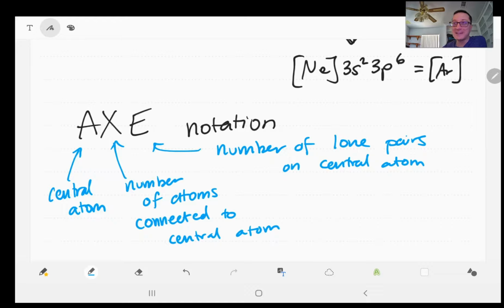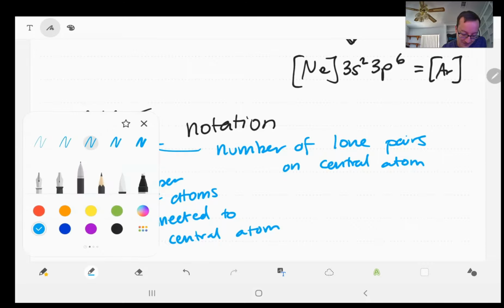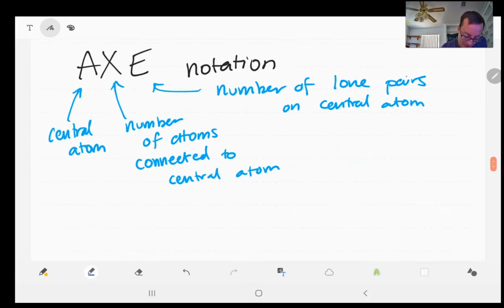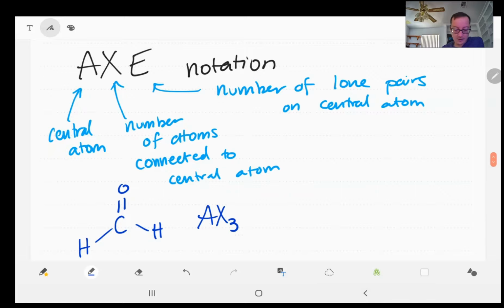I don't remember how I explained it last time, so let's just do a couple just for fun. I'll give you the Lewis structure. This one would just be AX3. If we look, this carbon has 3 other atoms connected to it. It's got an oxygen, it's got a hydrogen, and then a second hydrogen. Doesn't matter that there's double bonds. Doesn't matter that the oxygen has lone pairs. No lone pairs on carbon, only 3 outer atoms. This thing would be AX3.